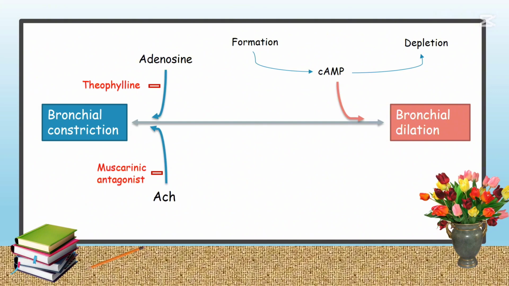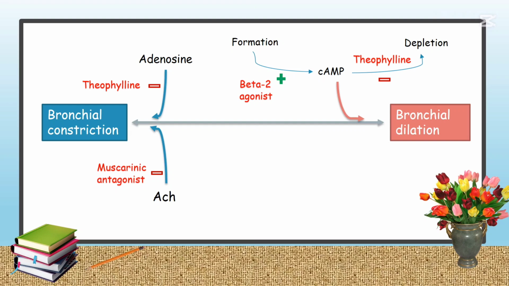On the right side, the pathway for bronchial dilation is shown. Beta-2 agonists, such as salbutamol, enhance the formation of cyclic AMP, which is a critical second messenger for smooth muscle relaxation. Theophylline also plays a role here by preventing the depletion of cyclic AMP. It inhibits the enzyme phosphodiesterase, which breaks down cyclic AMP, thereby sustaining its levels and promoting dilation.